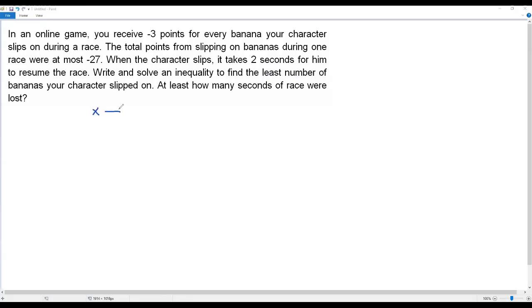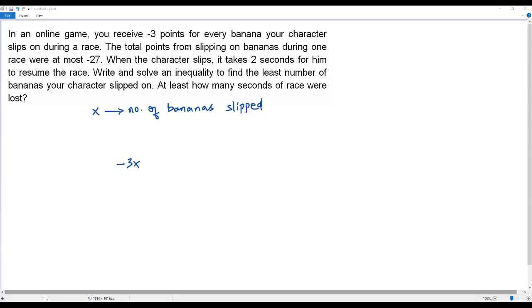So let me assume x as the number of bananas slipped by the character. Let me write it over here. Every time one banana is slipped, we get -3 points. So for x number of bananas slipped, how many points will we get? For that, we multiply the number of points we receive for one banana by the number of bananas. Then we get -3x. So this is the total points that we get for slipping x number of bananas.